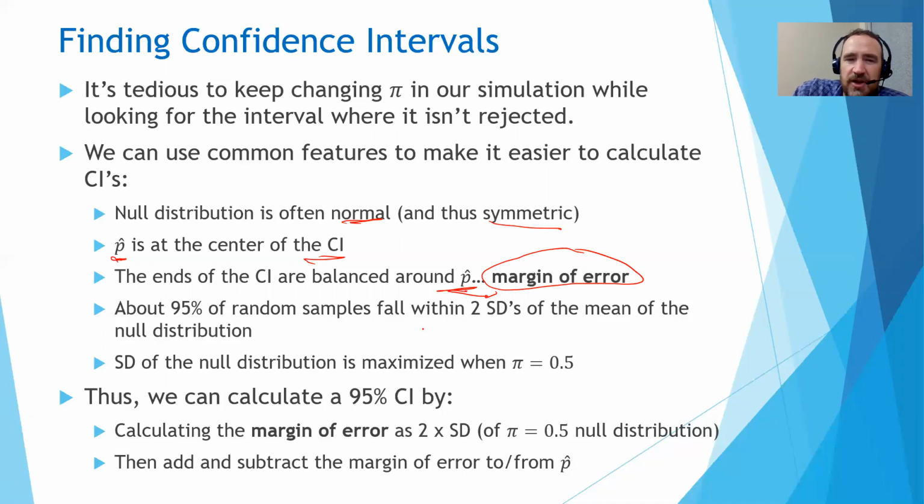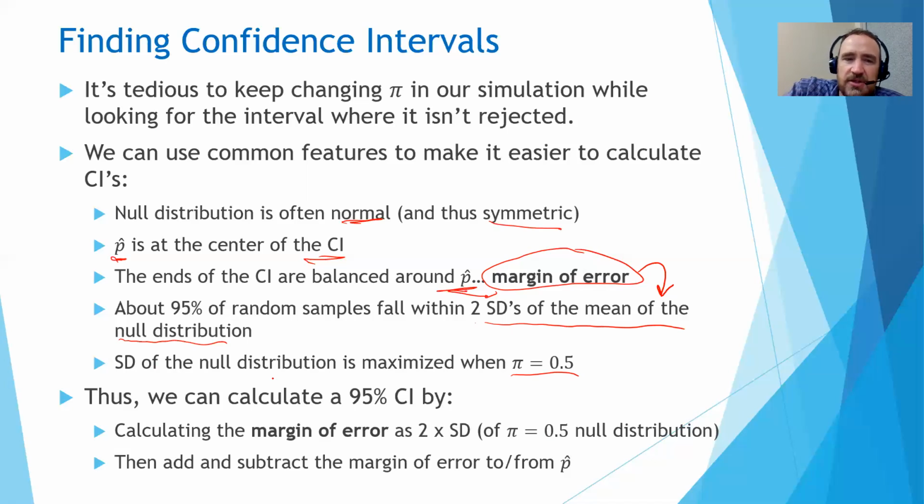About 95% of random samples fall within two standard deviations of the mean of the null distribution. And so that's the distance we're going up and down. The margin of error is the two standard deviations. And one last note, the standard deviation of the null distribution is going to be maximized, at its biggest, when our parameter is in the center, 0.5. So if we're trying to find the SD of the null distribution, we should try finding it when our claim is that pi is 0.5.